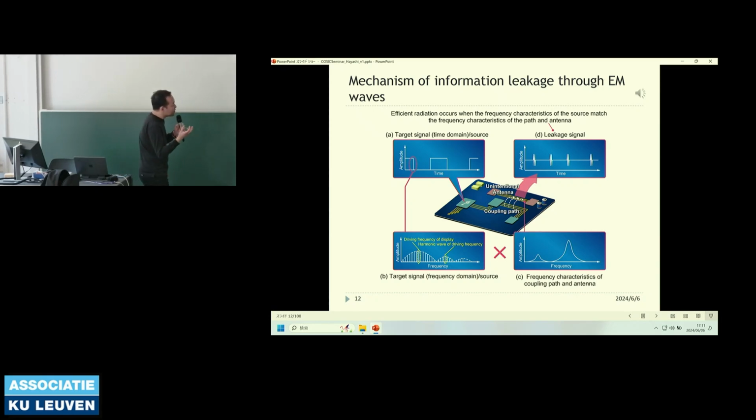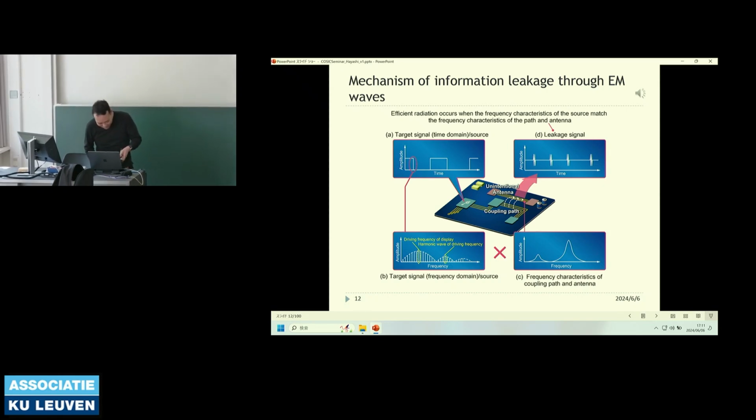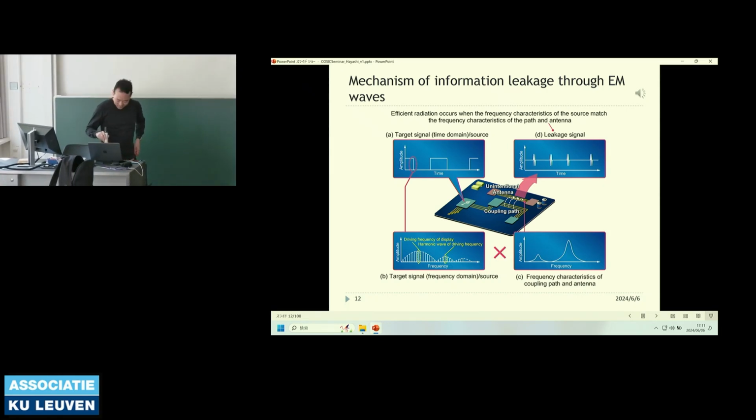Next is the mechanism of EM information leakage through EM waves. This explanation is a little bit complex, so GPT-4 supported me. This figure shows how electromagnetic radiation occurs through the product of source, path, and antenna. A shows the time domain waveform of the target signal, the source. B shows the frequency domain waveform of the target signal, the source. C represents the frequency characteristics of the path and antenna. D represents the time domain waveform of the electromagnetic waves radiated outside the device.